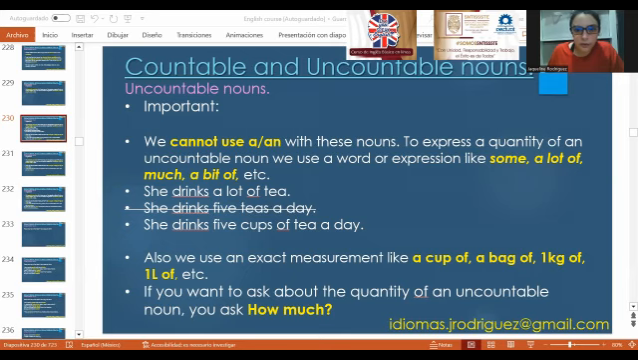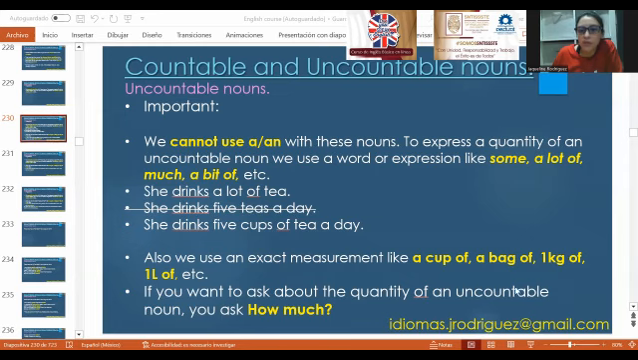Yesterday we were talking about countable and uncountable nouns, right? We check that part. Well, basically, countable nouns, we can count them with numbers. We can have plurals or singulars. And uncountable nouns, they're usually not singular, they won't have one form. And also, we cannot use a or an. We use those expressions or the measurement, no? Like exact measurement, like a cup of, a bag of, a kilogram of, etc. Centimeters, it could be too.